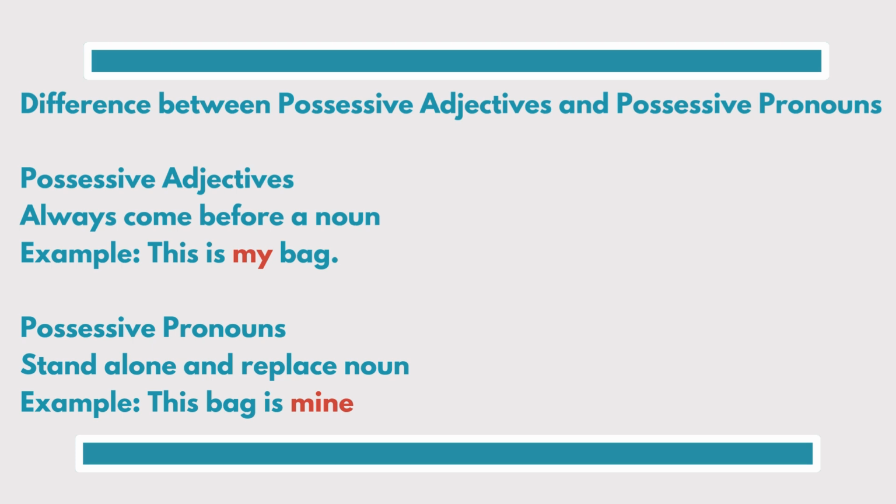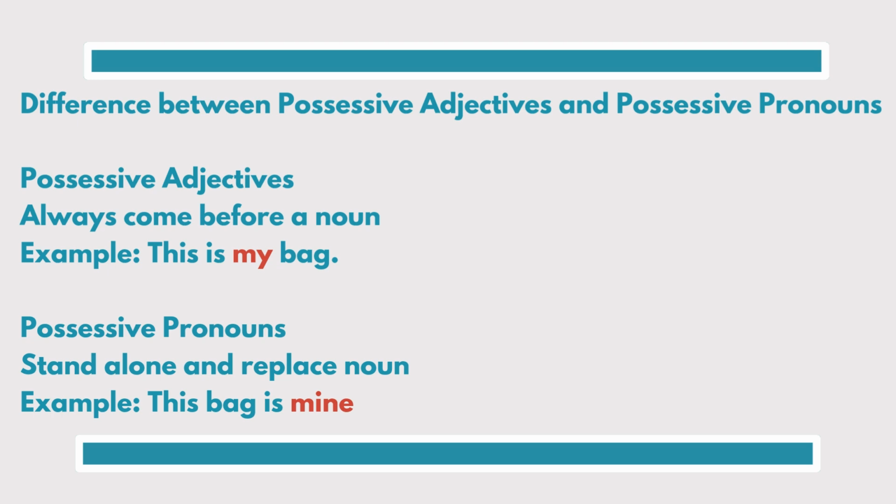Let's go further. What's the difference between possessive adjectives and possessive pronouns? As people mix them up a lot of times. So, possessive adjectives always come before nouns in a sentence. The reason for that is because a possessive adjective modifies the noun. So it always comes before the noun. While a possessive pronoun stands on its own. It replaces the noun in the sentence and it stands on its own, as we can see in these sentences.